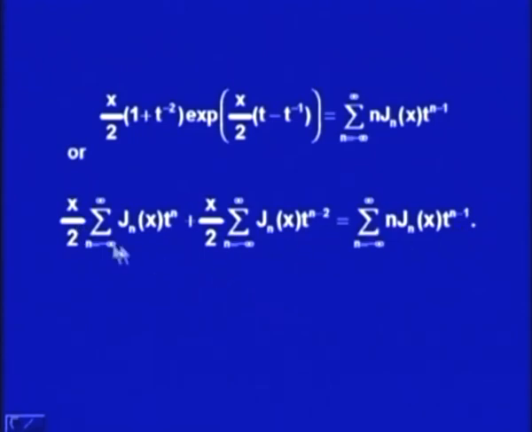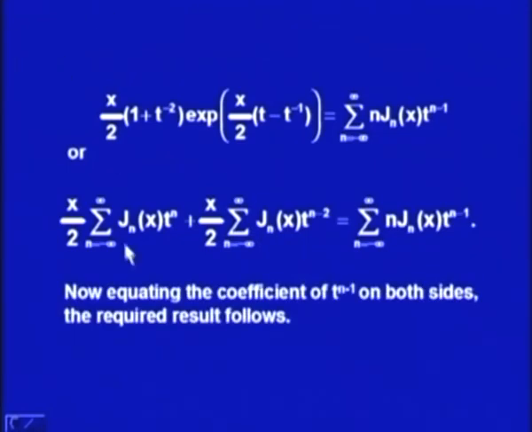So, in this equation what we have done is simply we have put the value of e to the power x by 2 (t minus t to the power minus 1) as sigma n equal to minus infinity to infinity g n x t to the power n. Now, we equate the coefficient of t to the power n minus 1 on both sides. The coefficient of t to the power n minus 1 here will be x by 2 into g n minus 1, the coefficient of t to the power n minus 1 here will be x by 2 g n plus 1, and the coefficient of t to the power n minus 1 will be n g n x, and that will give us the required result.